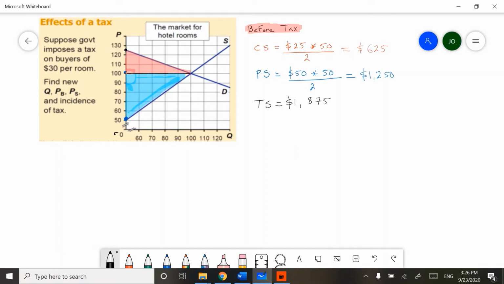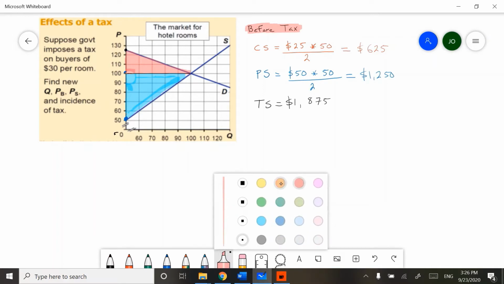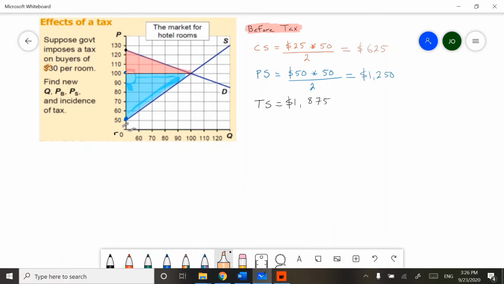Now we need to introduce the tax into the market. The tax in this example is $30, as shown here in the example, and it's going to be imposed on the buyers. However, this doesn't really matter because we are going to use the wedge method. So now we only have to find a wedge that has a vertical height of $30. In this type of example, it's a good idea to start measuring.